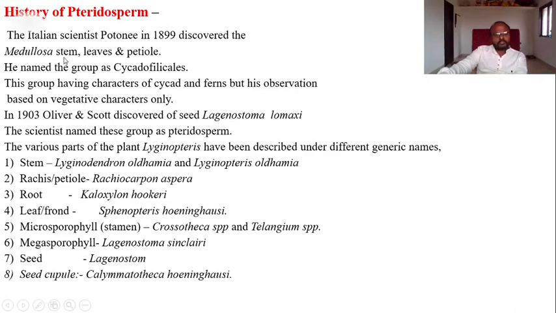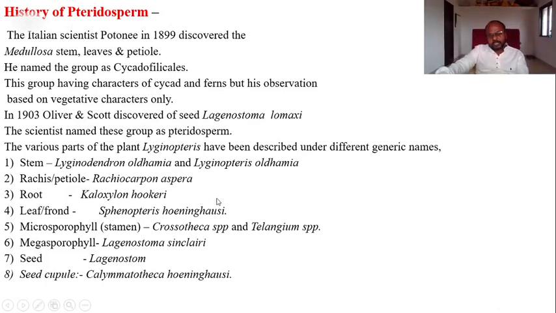Potonie's observation was only on the vegetative characters. Later on in 1903, the two scientists Oliver and Scott announced the discovery of the seed of the Lyginopteris, and gave the name of this seed as Lyginostoma lomaxi. The scientists named this group pteridosperm. So Potonie gave the name Cycadofilicales, and Oliver and Scott gave the name pteridosperm. Therefore this group is the transition group between the gymnosperm and pteridophyte.